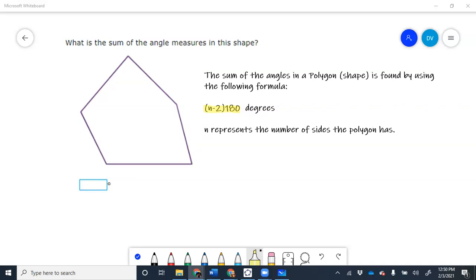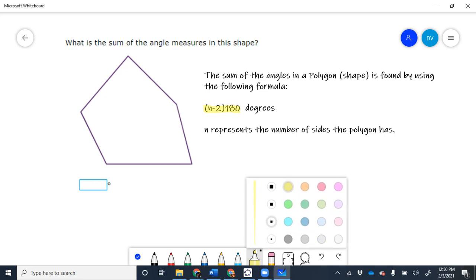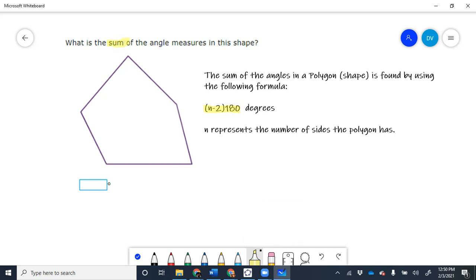This problem says, what is the sum of the angle measures in this shape? Again, that technical word that I'm going to keep coming back to instead of the word shape is polygon. So they've asked here for the sum, and our little notes here, hopefully you've written them down, is that to find that sum, we have to use this formula, also in yellow, n minus 2 times 180. And just like our notes say, n represents the number of sides that the polygon has. They're going to be different in many of the problems.